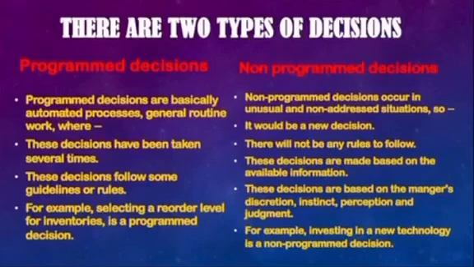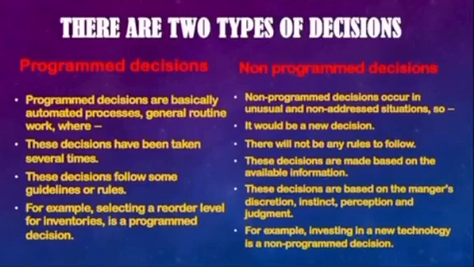There are 2 types of decisions: programmed decisions and non-programmed decisions. Programmed decisions are basically automated process, general routine work where these decisions have been taken several times. These decisions have some guidelines or rules. For example, selecting a reorder level for inventories is a programmed decision.